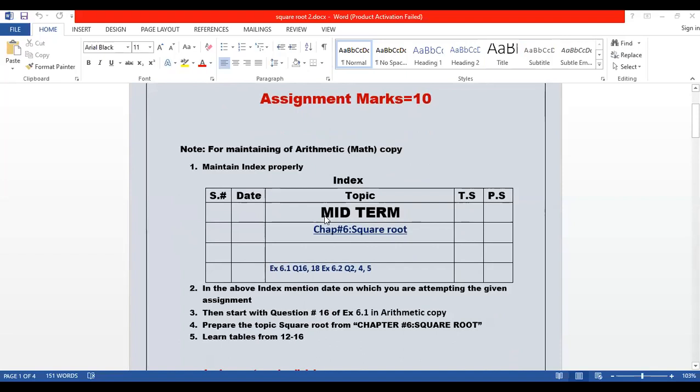You have to do this assignment in your arithmetic, that means maths copy, right? I hope you have maintained your index properly and the parent signatures are also there. Maintain the index properly with the date and serial number. Here, please mark the questions from exercise 6.1, on page number 104. The question numbers are 16 and 18. And exercise 6.2 is on page number 106, question numbers 2, 4, and 5.